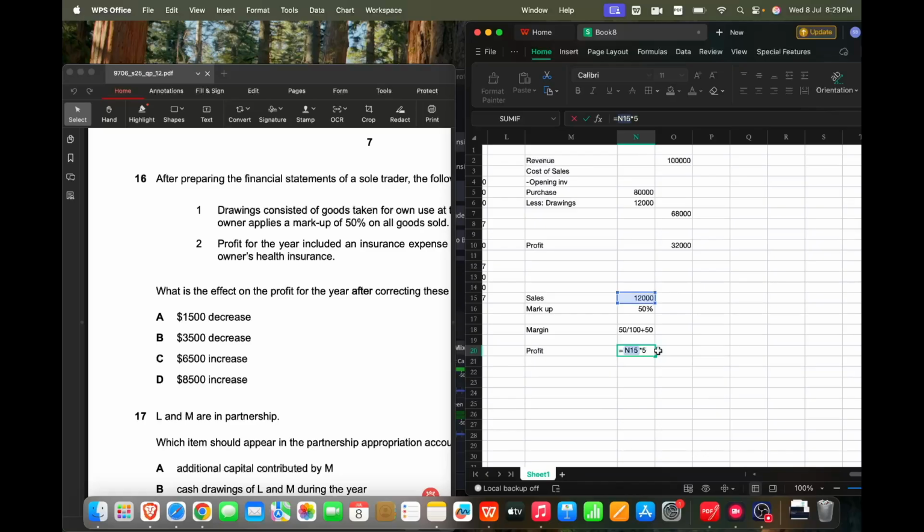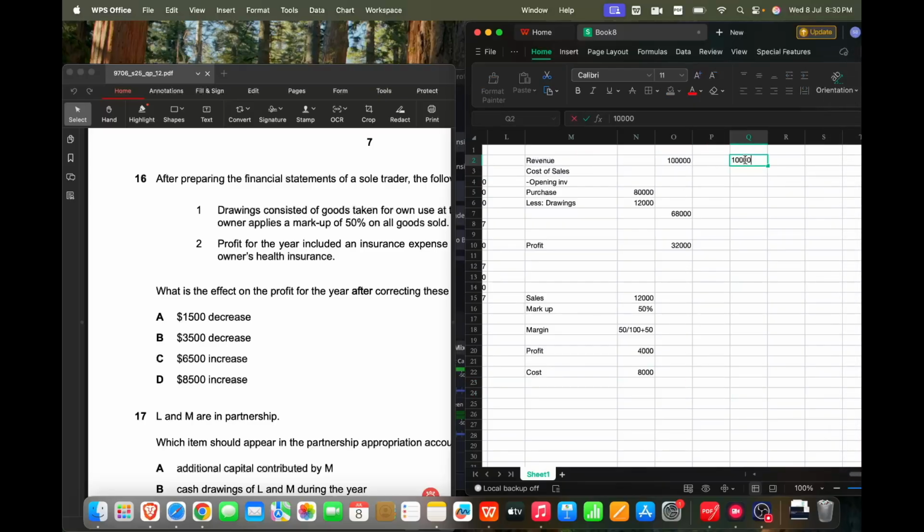Into 50 divided by 150. Okay, 100 plus 50 is 150. So 4,000 profit is included out here, and I'm saying that it should have been included at cost. So the cost out here is 8,000, 12,000 minus 4,000. Okay, now let's see what will happen if we include it at cost.